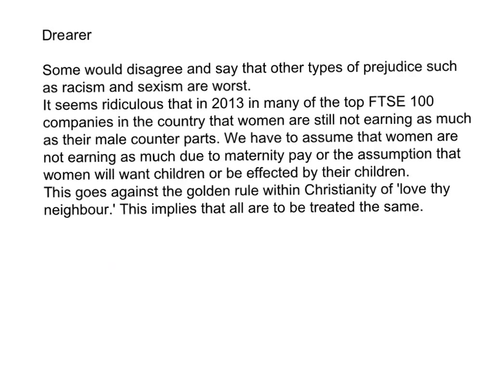Alright, let's take the disagree first of all. Some would disagree and say that other types of prejudice such as racism and sexism are worse. It seems ridiculous that in 2013 in many of the top FTSE 100 companies in the country, women are still not earning as much as their male counterparts. We have to assume that women are not earning as much due to maternity pay or the assumption that women will want children or be affected by their children, i.e. through sickness or taking days off work. This goes against the golden rule within Christianity of love thy neighbour. This implies that all are to be treated the same.